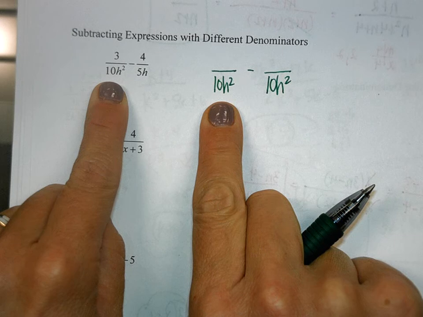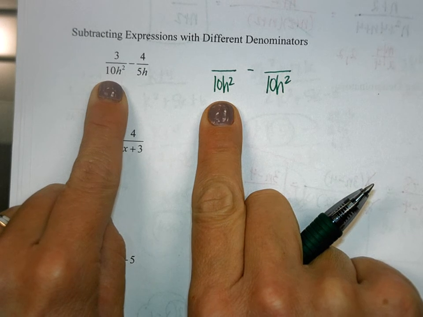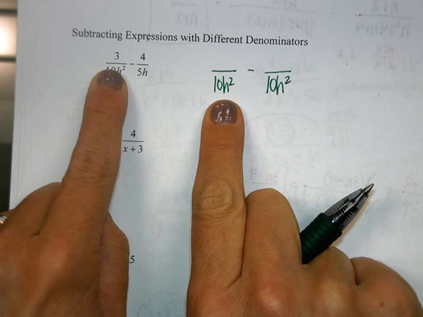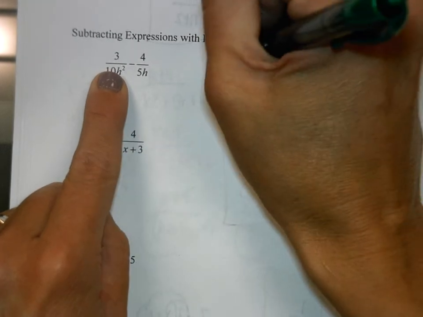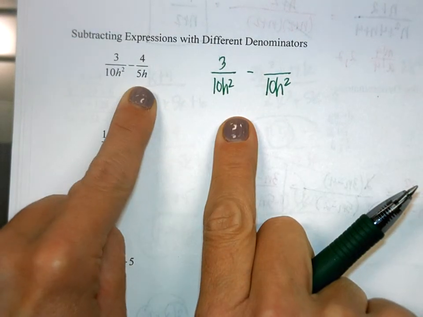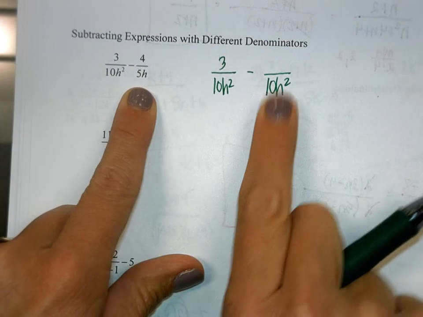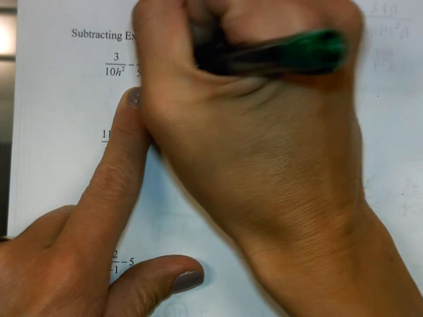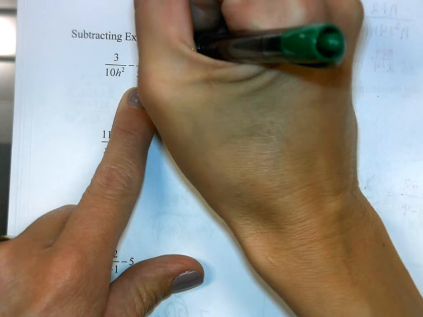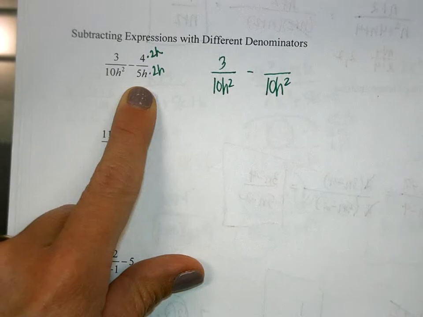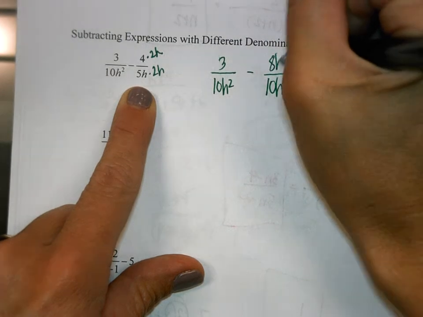1, or nothing, right? So this is already like terms for the first term. So we keep the top the same. I didn't have to do anything in order to make it be that denominator. Now on the 5h, what do I have to multiply that by in order to make it 10h squared? 2h. So whatever we do to the bottom, we have to do to the top. So what is 4 times 2h? Good, 8h. And then what are we doing with that subtraction sign?